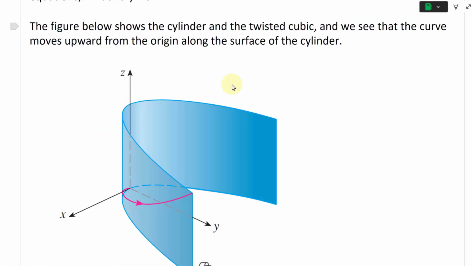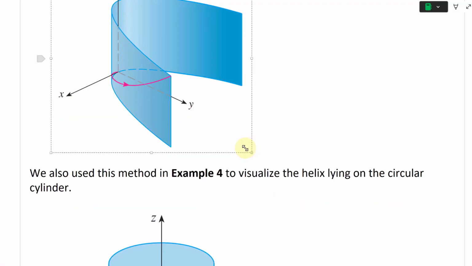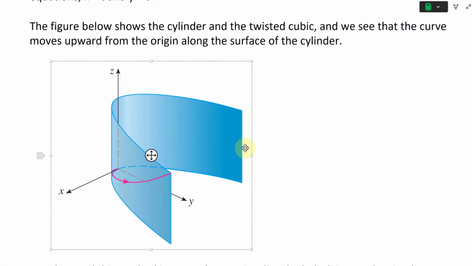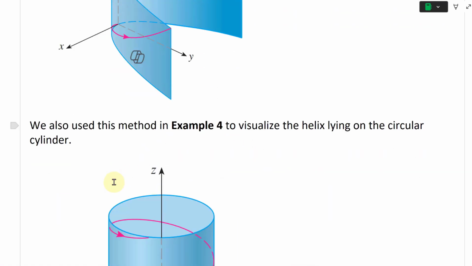The figure below shows a cylinder and the twisted cubic, and we see that the curve moves upward from the origin along the surface of the cylinder. In other words, that twisted cubic starts off from here and goes all the way up. So there it is, this part right here, and goes all the way back up there. Fascinating stuff indeed, and it's always on that surface.